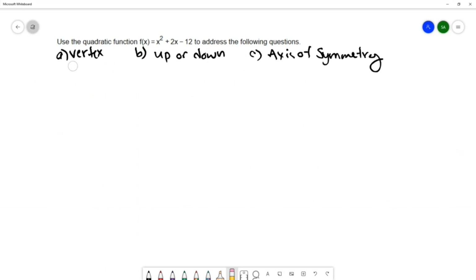So let's start with the vertex. There are two different ways for us to find the vertex when the equation is written in this general form. The two different ways involve a vertex formula or a process called completing the square. So I'm going to show you both.